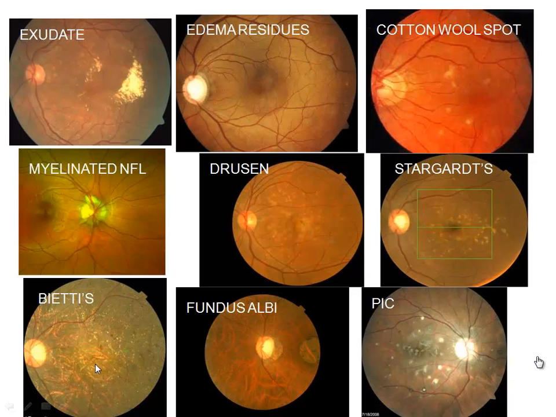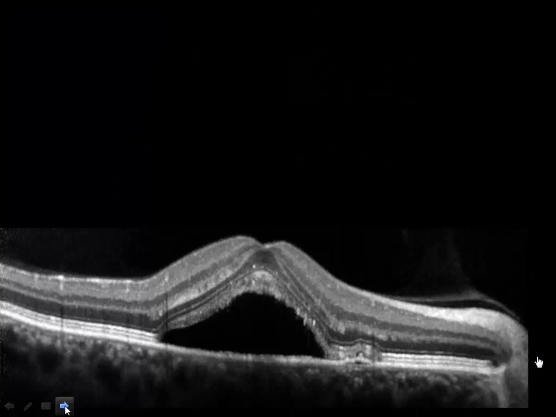But OCT can virtually help you make the diagnosis in every single case of a white dot and spot. We have a paper coming out on this. It's actually in a journal called Eye and Brain, which is a free journal, where we go through all of this at some point in time.